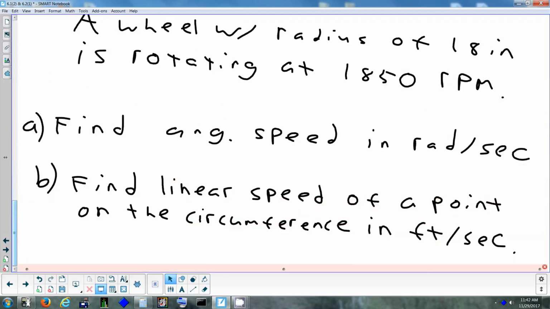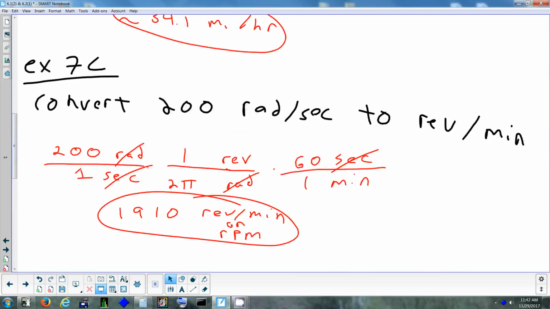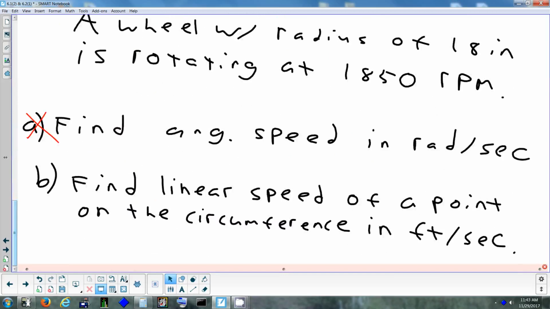Let's just do part B. We just did part A in the last problem, converting between radians per second and revolutions per minute. We just did that, so I'm not going to do that again. So let's find the linear speed in feet per second. If you really wanted to know how fast it's going, you'd probably want miles per hour because most people can visualize miles per hour and how fast that would be. But we'll just do feet per second.